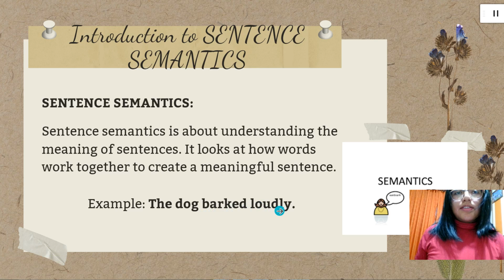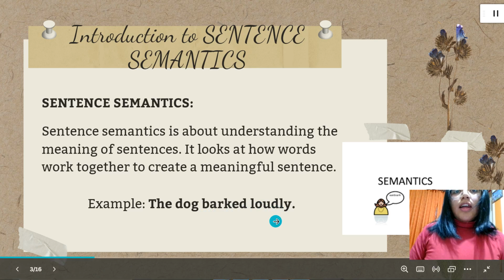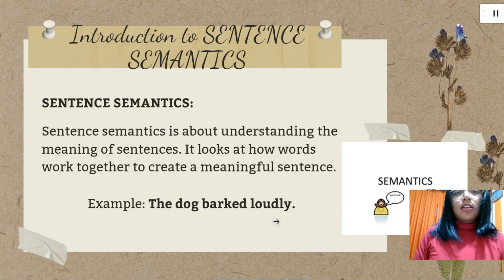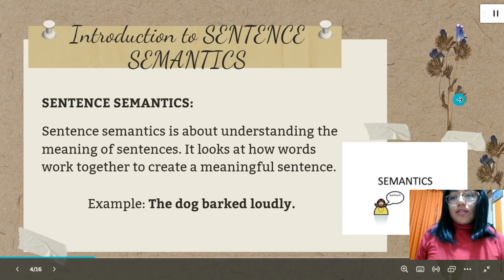So this sentence semantics helps us to understand the meaning of the sentence, that there is a dog and it made a loud barking sound. So each word plays a role and together they give us a clear picture of what happened. So the next slide.